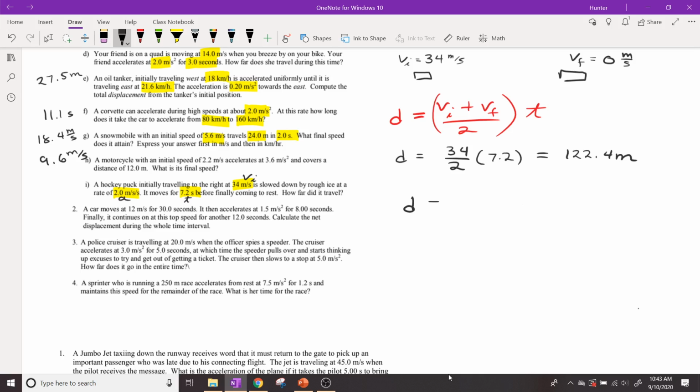You could use distance equals VIT plus 1/2 AT squared. It is longer, yeah. So it would still get you to the same answer, but it would take more steps in order to do. But it's doable. Anyway, that's number two.